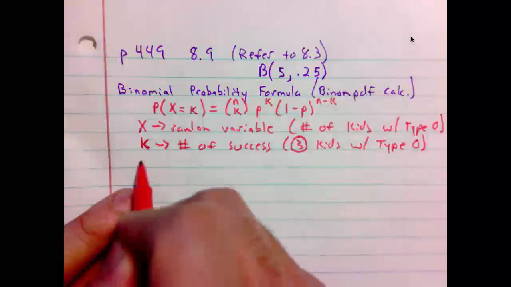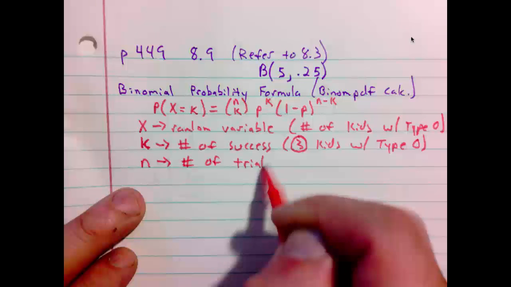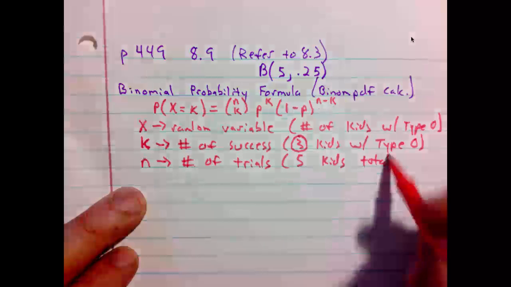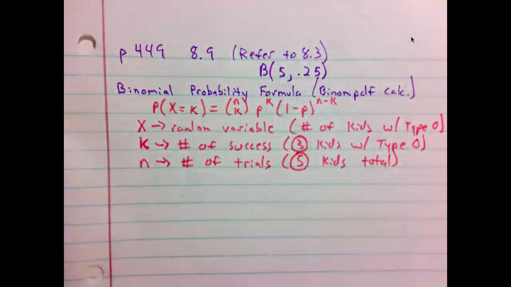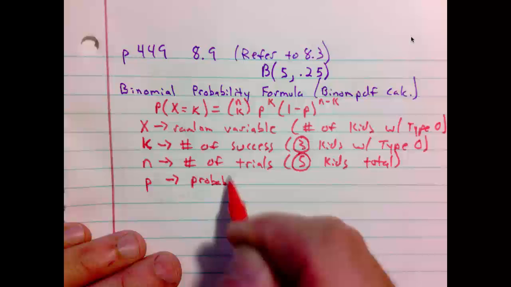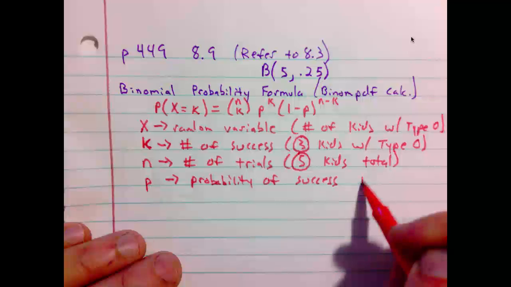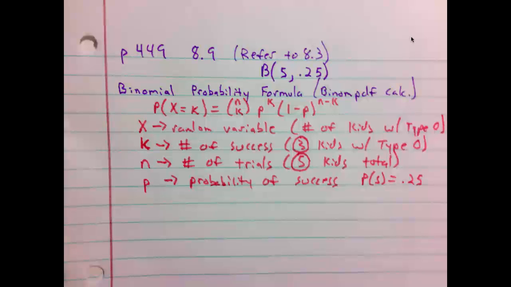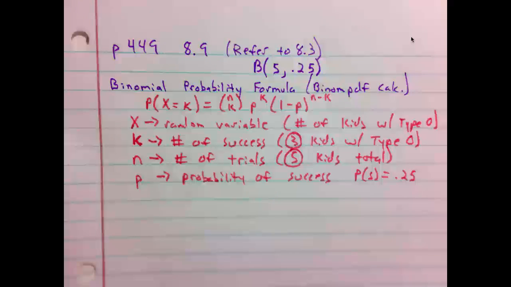n is our total number of trials, 5 kids total. Thus, n in our case will be 5. And lastly, p is our probability of success, and in our case, the probability of success is 1/4. Alright, so let us now substitute these values into our formula.